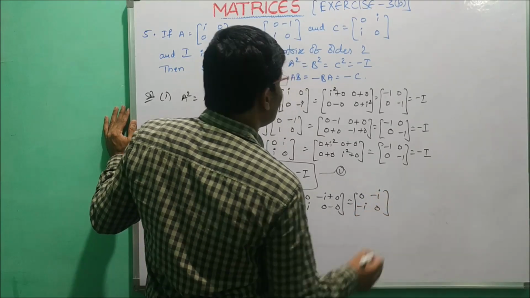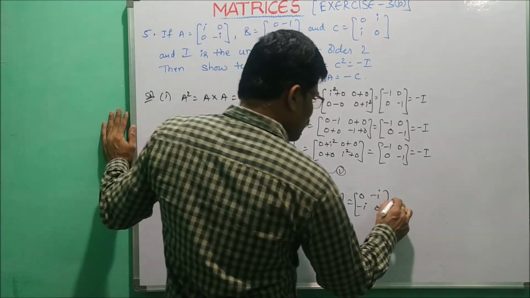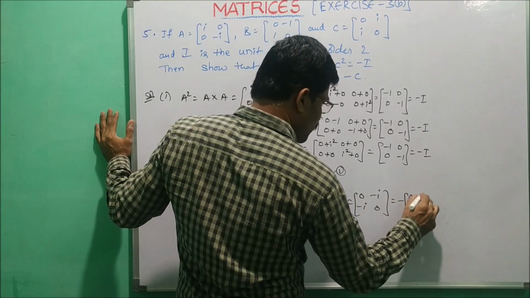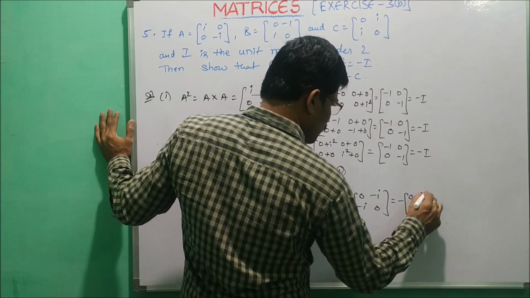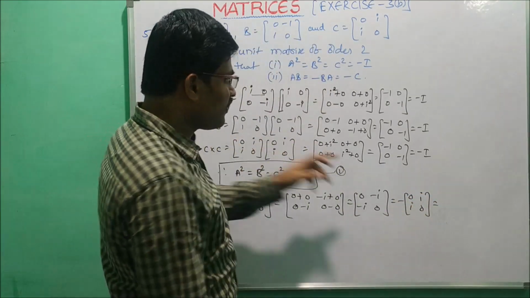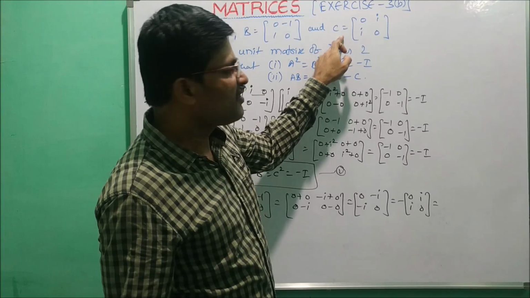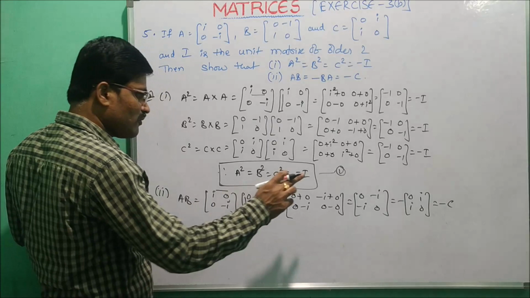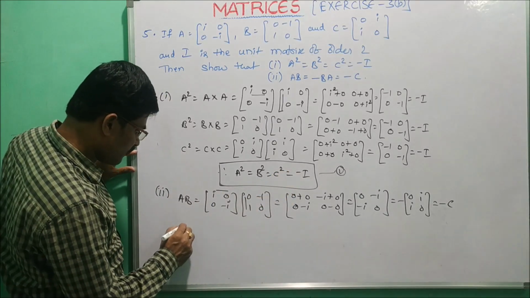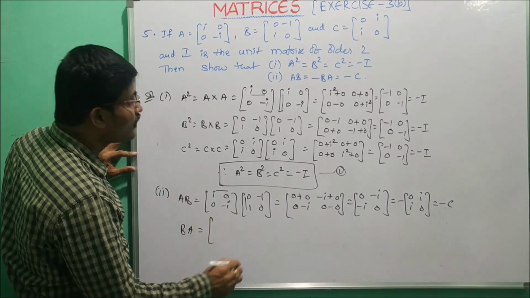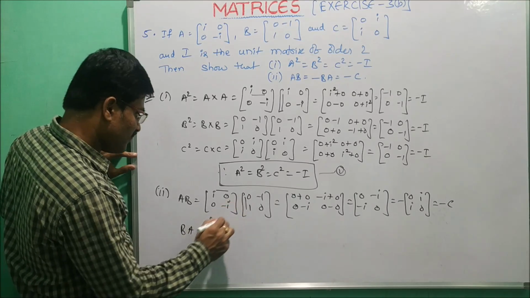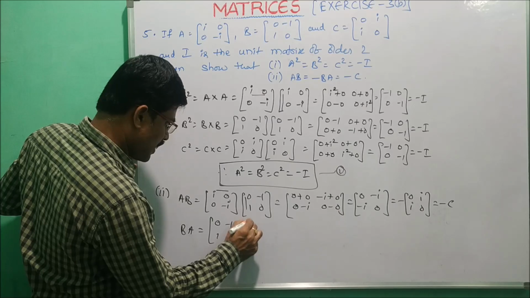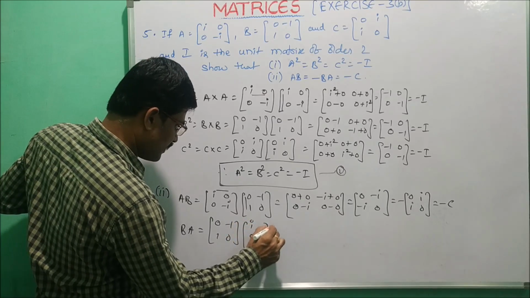Clearly we have to observe, here we take common minus 1, here we write 0 I, I 0. So 0 I, I 0 is always equal to C, already given. So here we write minus C. Now AB equals minus C. Similarly, to find BA, B means 0 minus 1, 1 0, and A means I 0, 0 minus I.